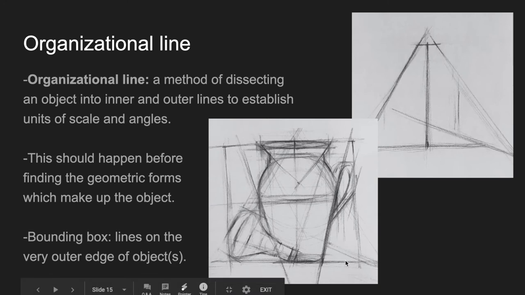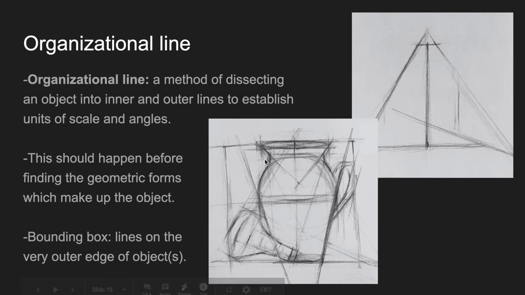So the height and the width are the same unit of measurement. And so they drew out a square then, and then they drew that in half, so they could think about the different four quadrants of that drawing. Okay, so they established the height and the width, and then started to think about the angles. So that's where all these lines come in.